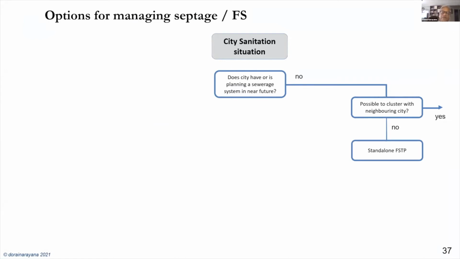So you could then have two options of either looking for any neighboring cities where we could sort of have a cluster, right? This is being done in some places. So you could cluster with a neighboring city. If the neighboring city has an STP, then possibly the sludge from this particular city could be taken to that city for co-treatment, or even if it's a fecal sludge treatment plant. Of course, it depends on the distance, right? It should be a reasonable distance. And if there is no potential of that, then of course, your only option is to have a fecal sludge treatment facility, a standalone one, right? So there's no co-treatment possibility here. So we construct a fecal sludge plant.